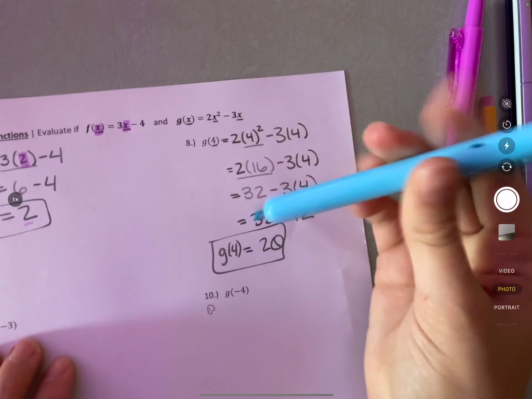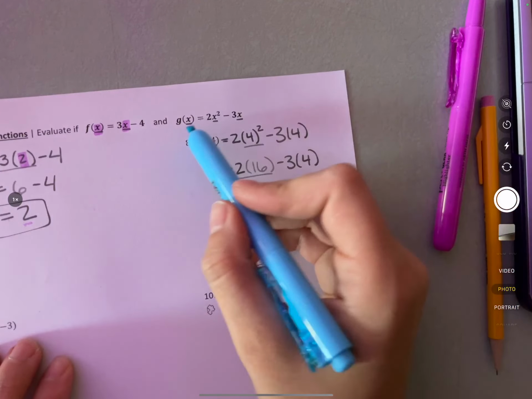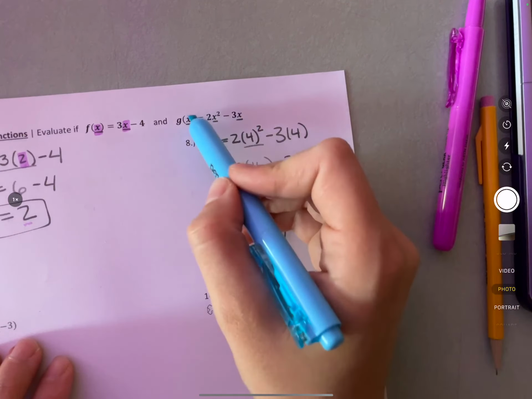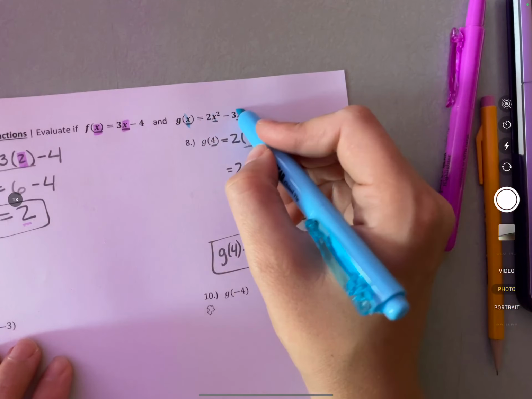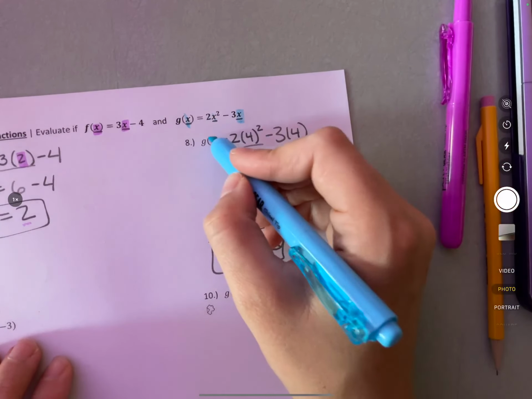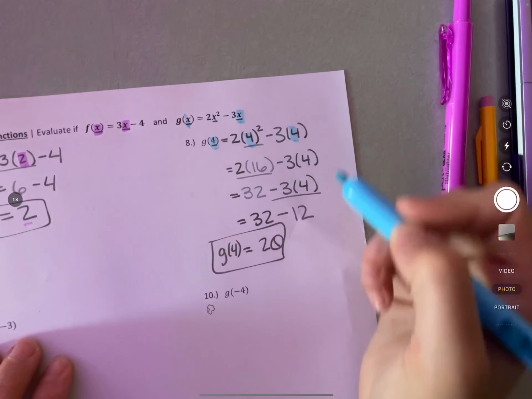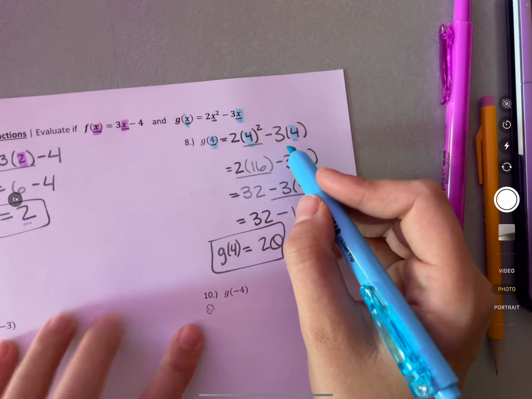Next up, we have g of 4. So that means we're going to use this equation. That means we're replacing this x with the number 4, this x with the number 4, and this x with the number 4, which is exactly what I did. I replaced the 2 x's in my equation with the number 4.